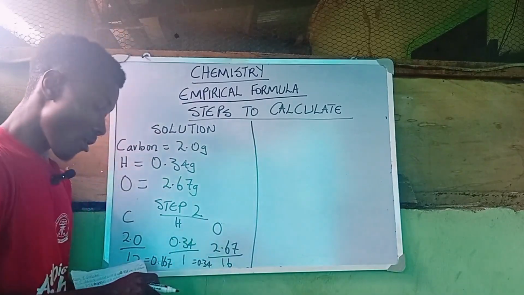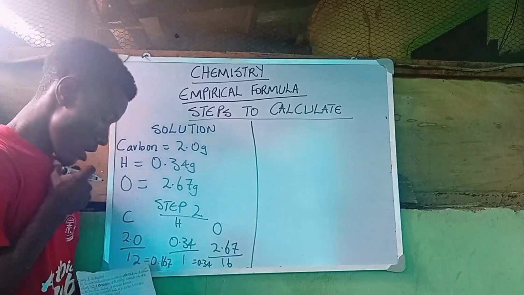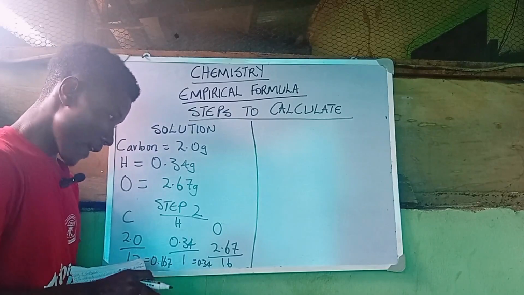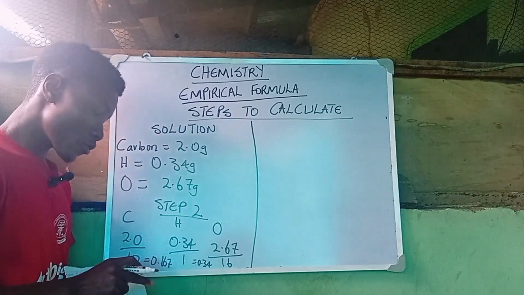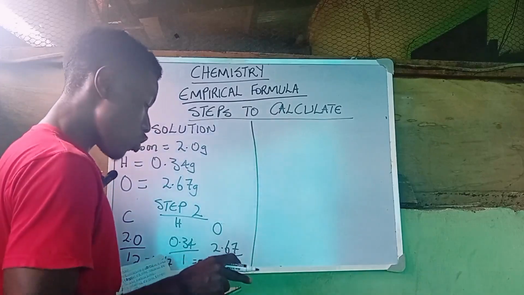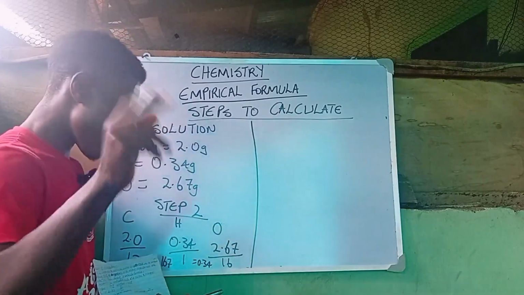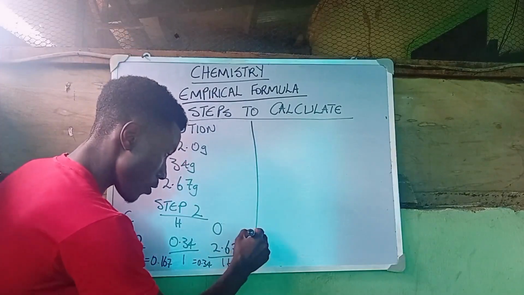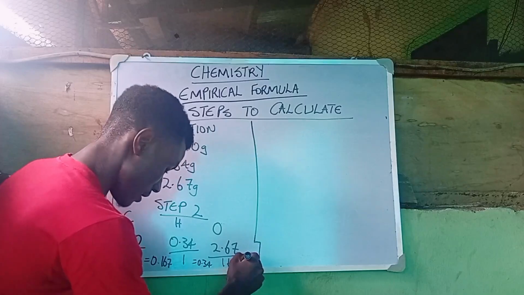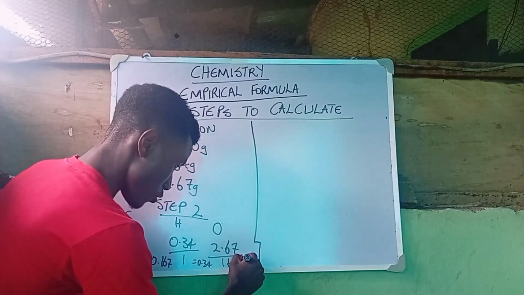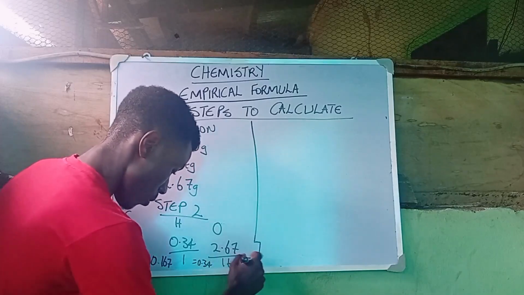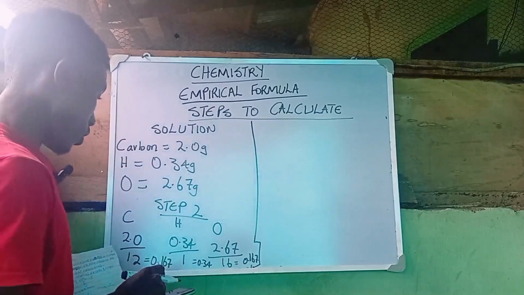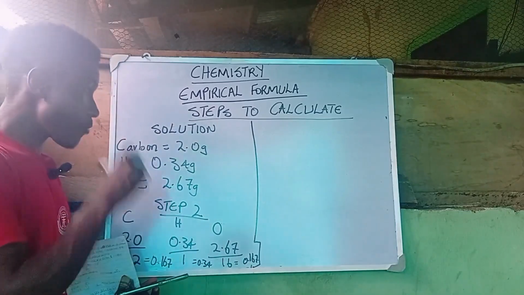Then we have our oxygen, so we say 2.67 divided by 16. 2.67 divided by 16 is 0.166875. So we just approximate and say the answer is 0.167. So that is just how it is. Now we move ahead.